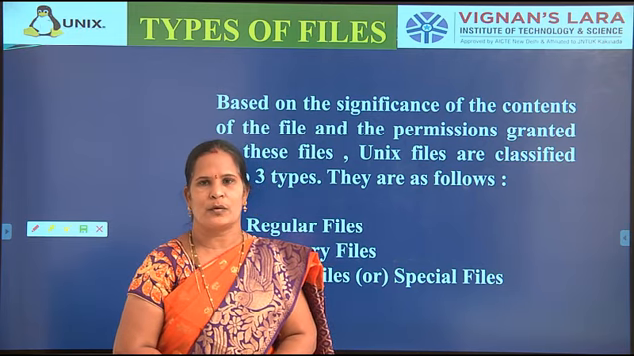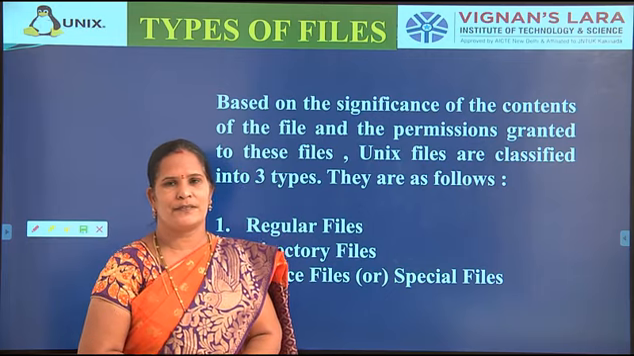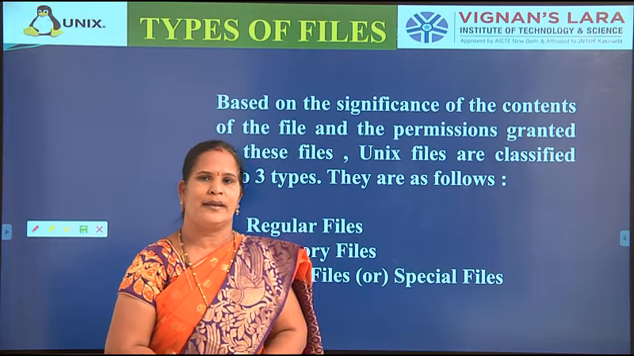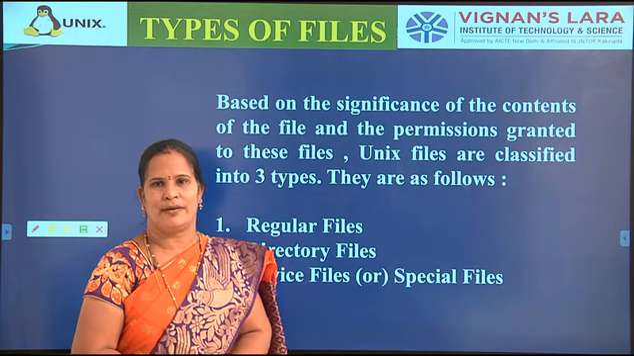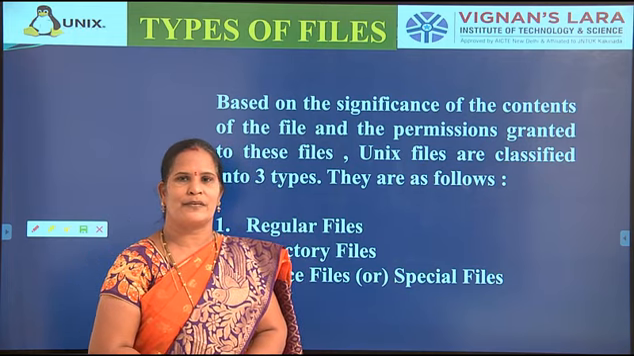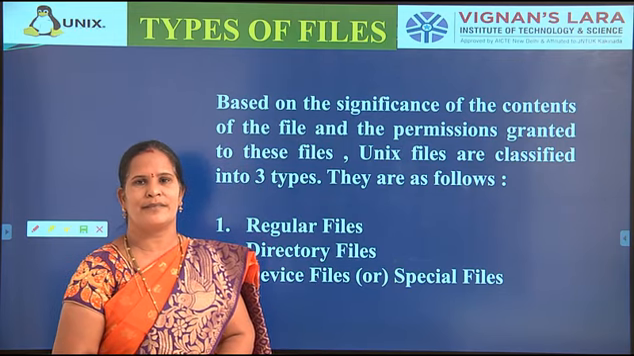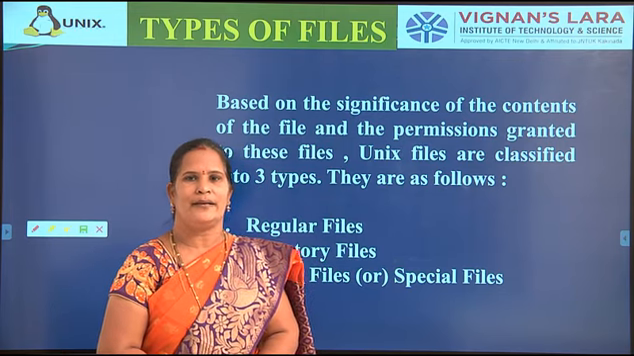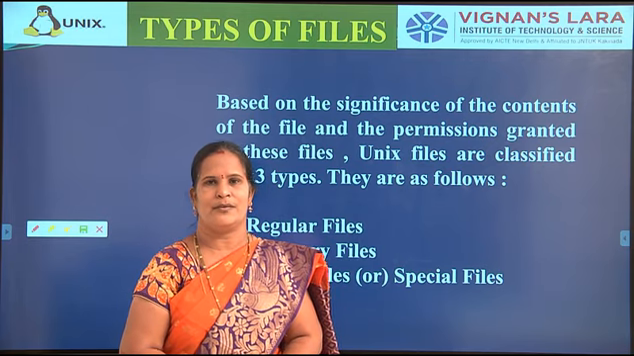Today we are going to discuss the classification of files. In the Unix operating system, based on the significance of contents that are available in a file and the permissions that are granted to the files, Unix files are classified into three types. They are regular files, directory files and device files.